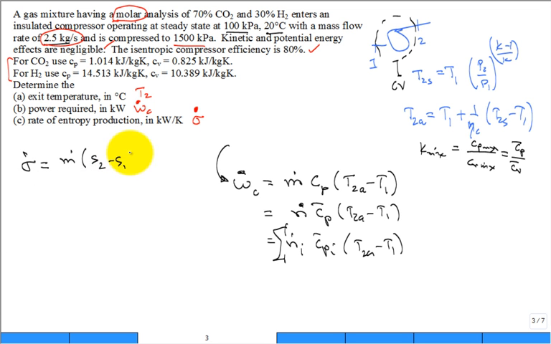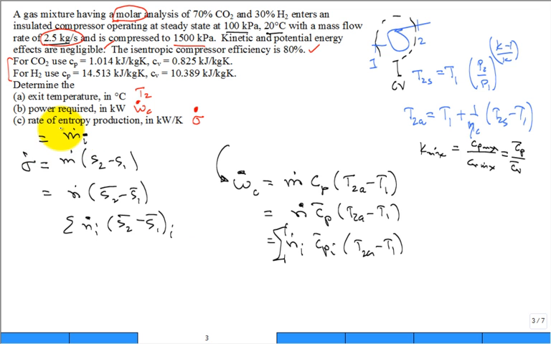Or you could write it as N dot times S2 minus S1 bar. Or you could sum over the N dots, and it's very similar. Let me finish it out. S2 bar minus S1 bar of I. You could also put it like the mass flow rate of each component times S2 minus S1 of each component.